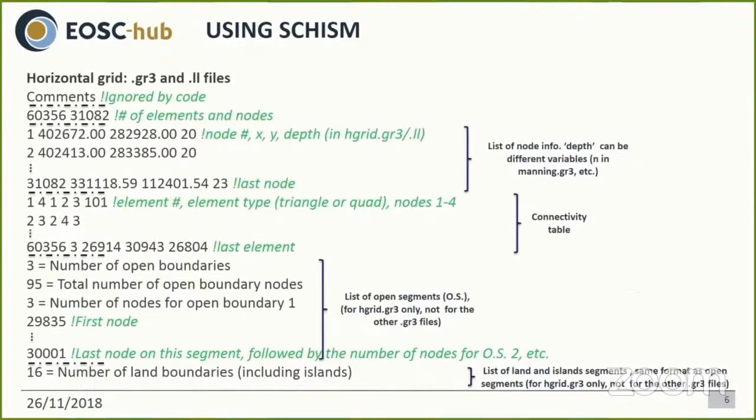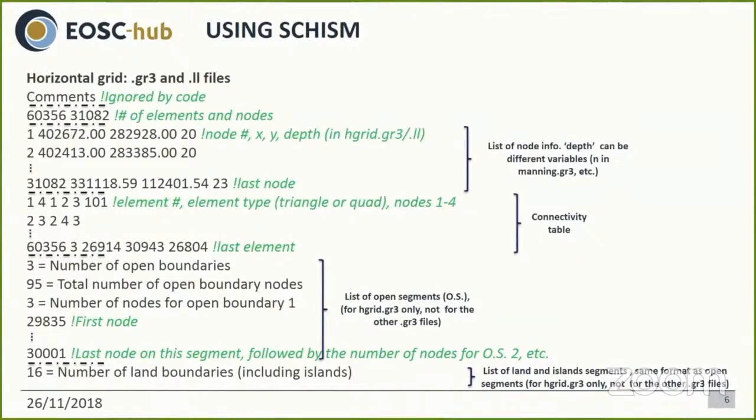On this slide, the format of the .gr3 and .ll files is detailed. First, you have the comments, which are ignored by the code, then the number of elements and nodes. Following that, you have the list of nodes with the node number, their coordinates and their depths. The depth column can be different variables. For example, in the manning.gr3, this is the Manning coefficient.